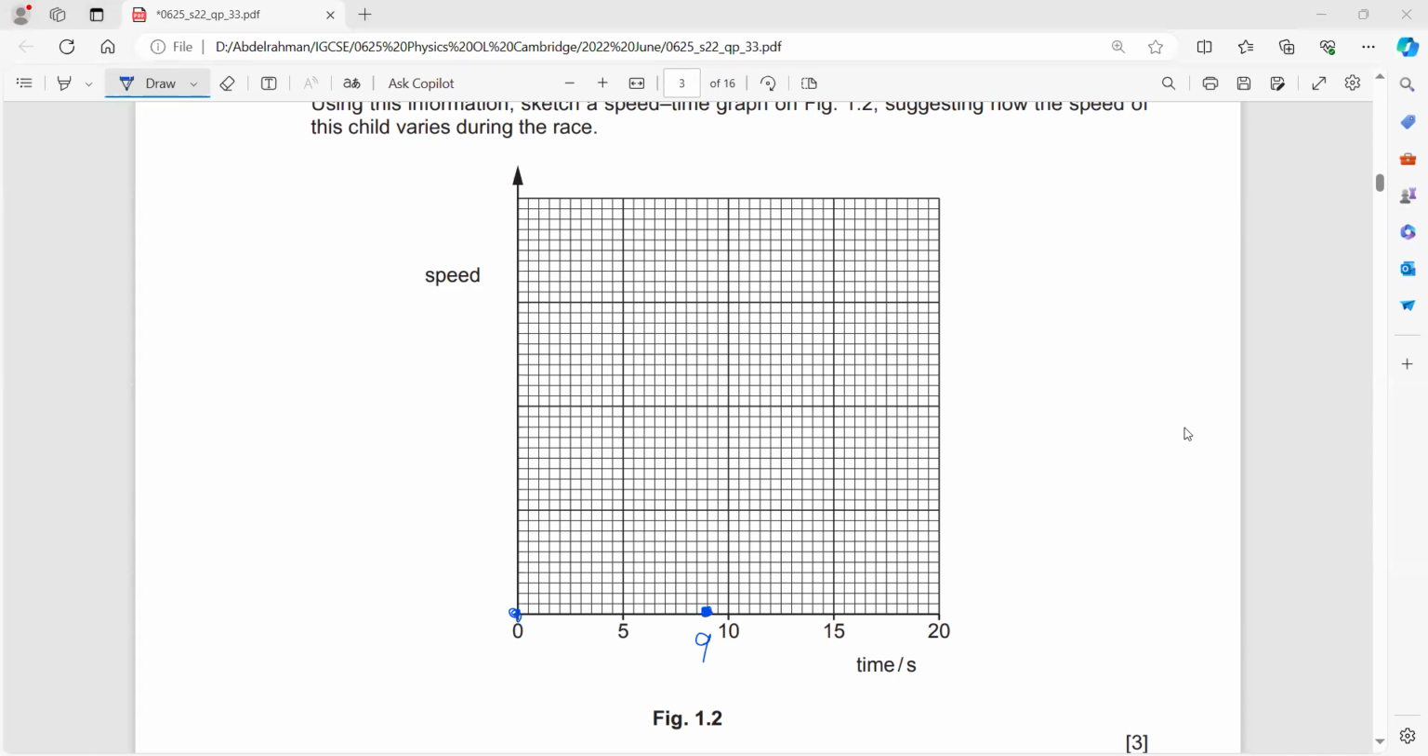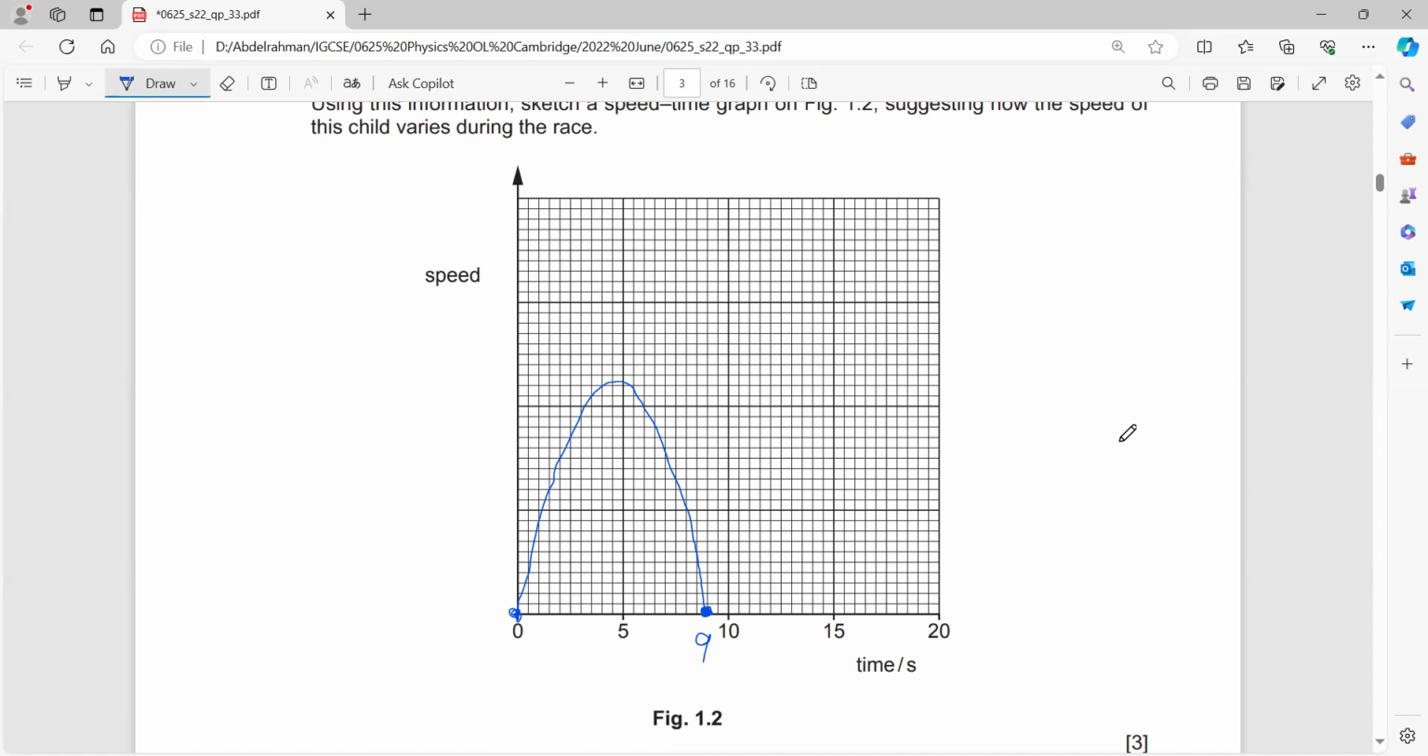Why? As I'm going towards the ring, I will run towards the ring, and then he has to decelerate. Why does he have to decelerate? In order to reach time 9 seconds, my speed has to be 0 because I will stop and pick up the ring. So I started the race at 0, I increased my speed, and towards the end of the line I had to decrease my speed. As I was decreasing my speed, the line is curving downwards.